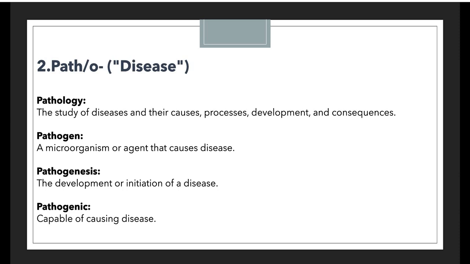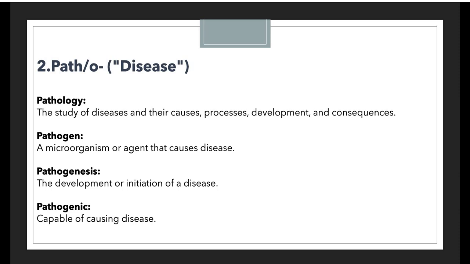Similarly, we have the next example which is pathogen. Now, what is a pathogen? Pathogen means a microorganism or agent that causes disease. So whenever something causes a disease, then that type of organism, that type of agent we will call a pathogen. Okay, so again you can see that yes, patho is used in order to relate something to disease.